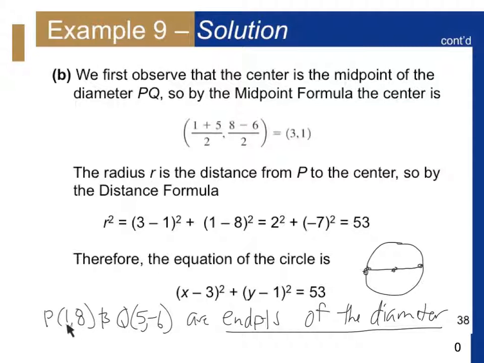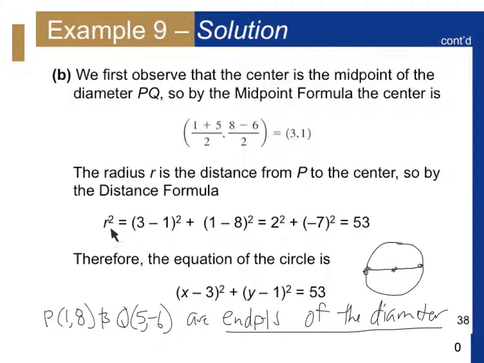So the midpoint is x1 plus x2, 1 plus 5 over 2 for the x. Then we take the average of the y, so 8 plus negative 6, which is 8 minus 6, which is 2, over 2. So that gives us (3, 1). So that would be our center of the circle. Okay, and then we can use any x, y, right? But we already have the center and the radius, so we can just plug it in.